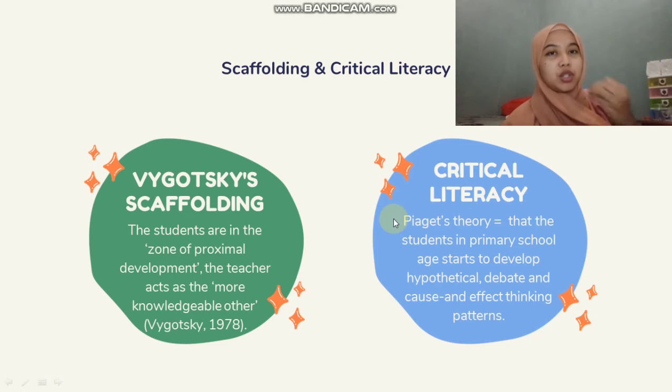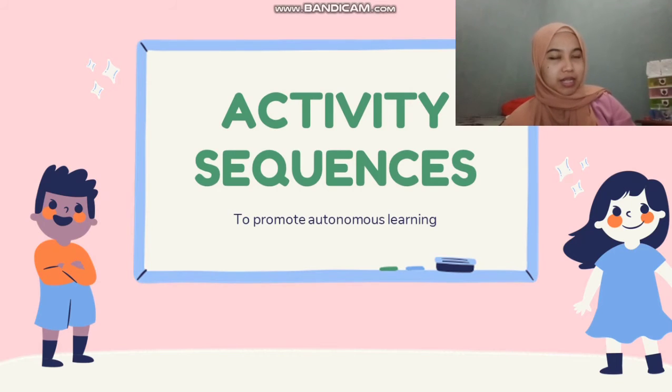To support what I have mentioned about critical literacy, the importance of critical literacy was also based on Piaget's theory that students of primary school age start to develop hypothetical, debate, and cause and effect thinking patterns. Therefore, with critical literacy, all of it can be provided. The students are not only directed to be passive receivers of information, but they will also be an active and critical generation. Now let's move to activity sequences.